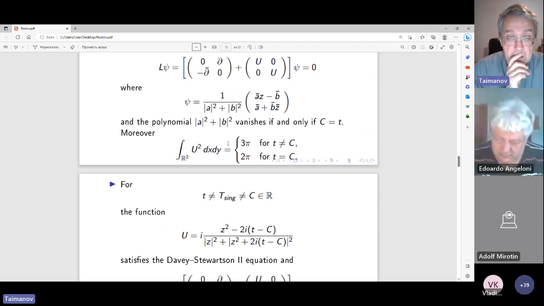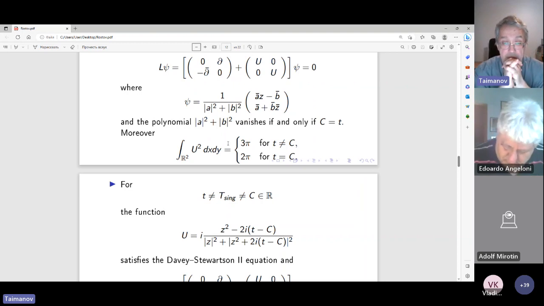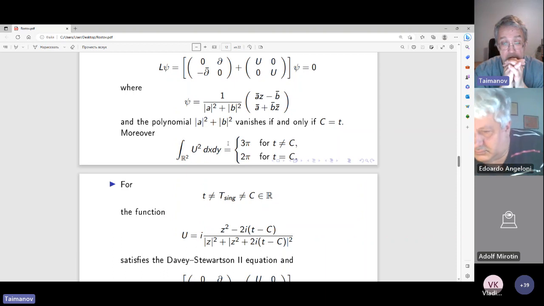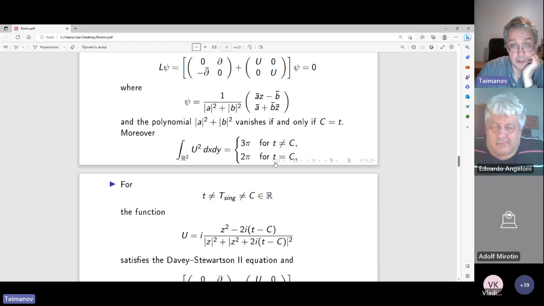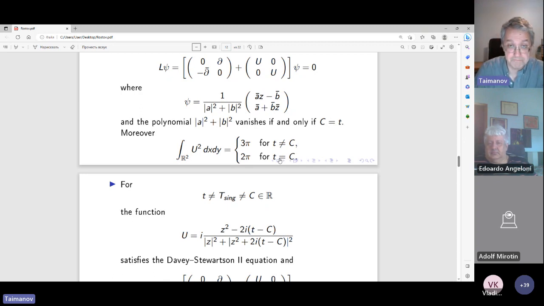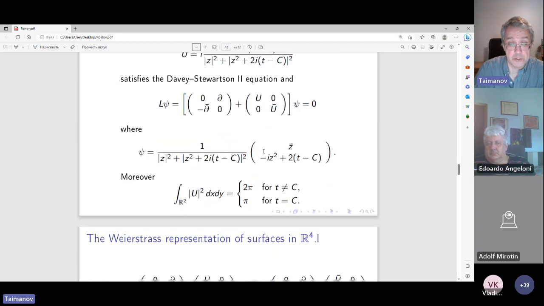And now, what is the situation? The integral of u squared dx dy is the first integral of this equation. For the Novikov-Veselov, this integral is u dx dy. So, for non-singular time, the integral equals 3 pi, and it drops to 2 pi for singular time, and then it becomes again non-singular. Again, 3 pi in solutions becomes non-singular, and similarly with the Davey-Stewartson equation.